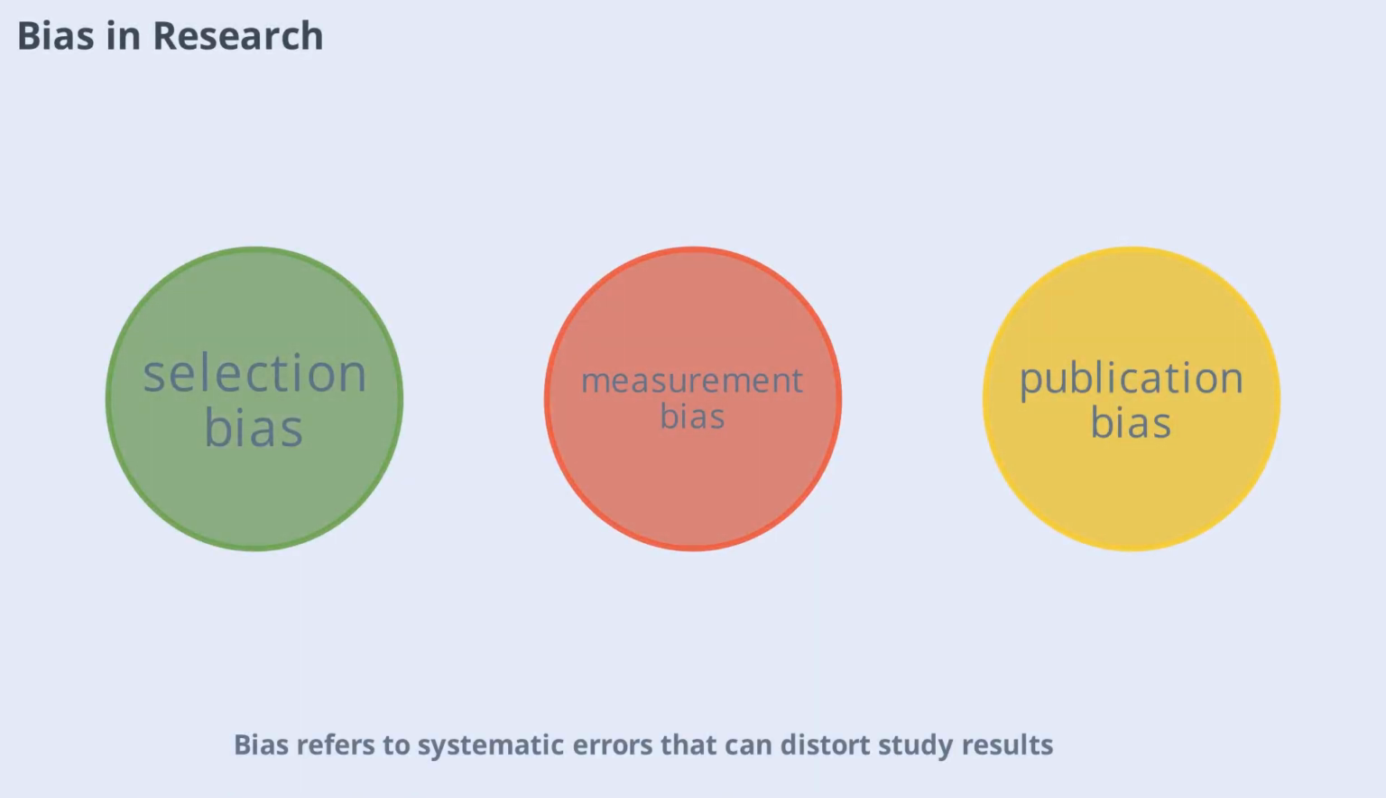Bias refers to systematic errors that can distort study results. Common types include selection bias, measurement bias, and publication bias. Recognizing and minimizing bias is essential for producing valid and trustworthy findings. Strategies include randomization, blinding, and careful study design.